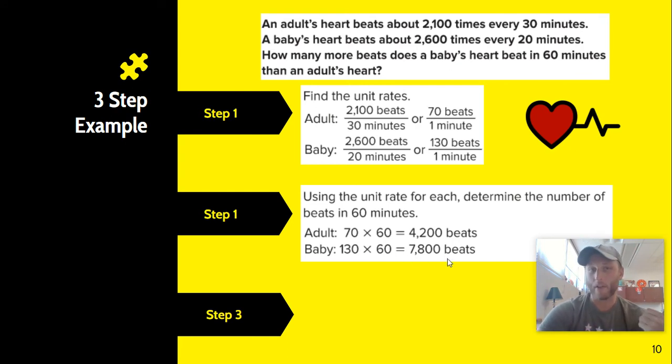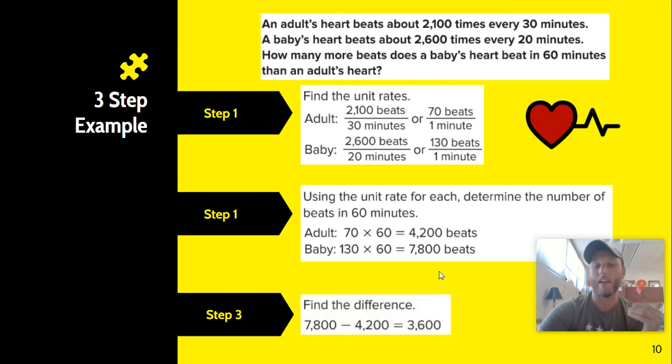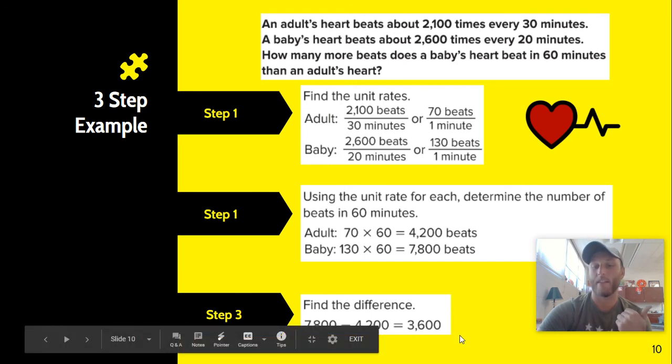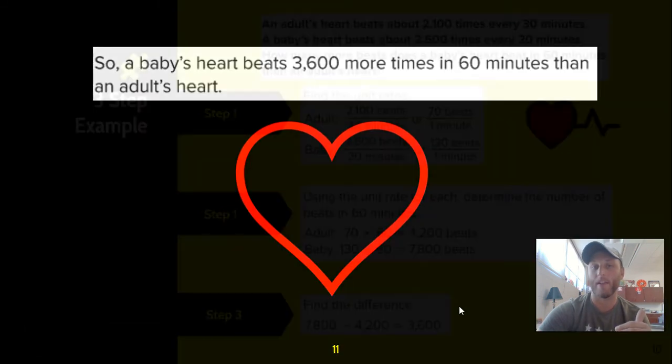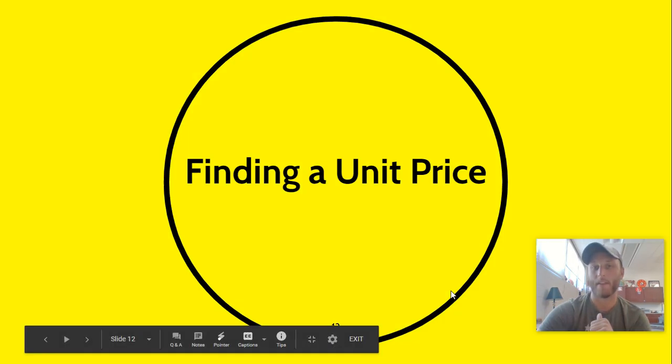So then for the final answer we have to subtract those two, right? So 7,800 minus 4,200 is going to equal 3,600. All right, that was kind of a lot of steps. And again, I'm not expecting you to do this quite yet, but we will practice these together throughout the week. So essentially, when we're reading back to that answer, we're going to say a baby's heart beats 3,600 times more in 60 minutes than an adult's heart. That's how you would find that answer.